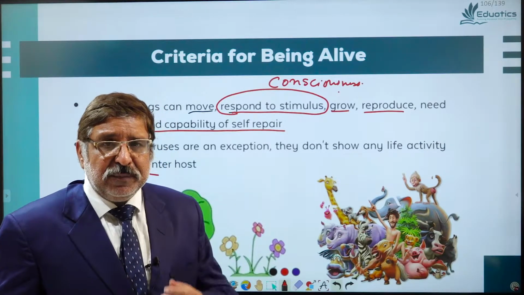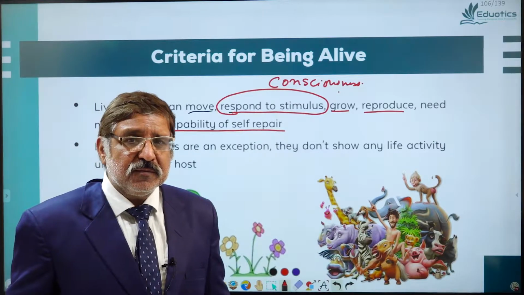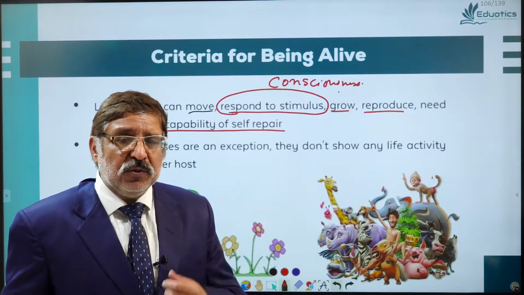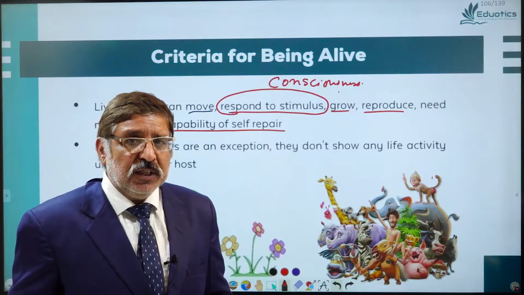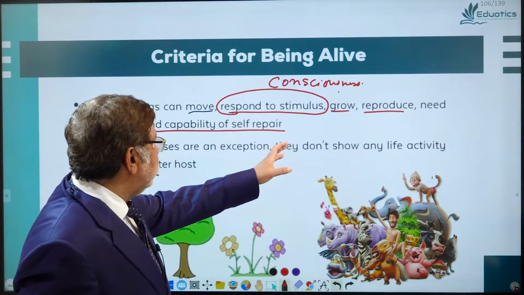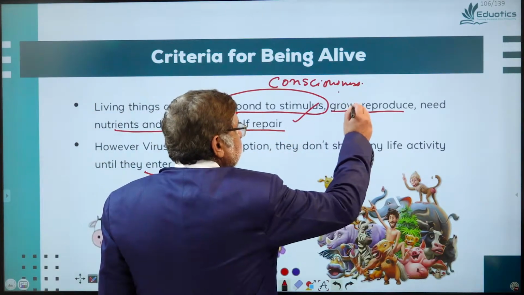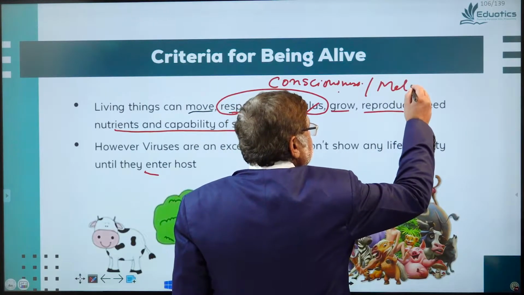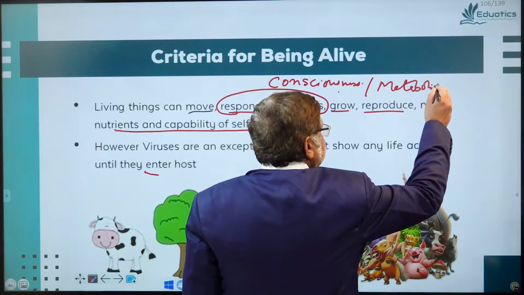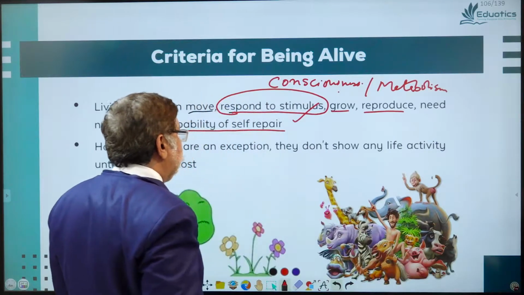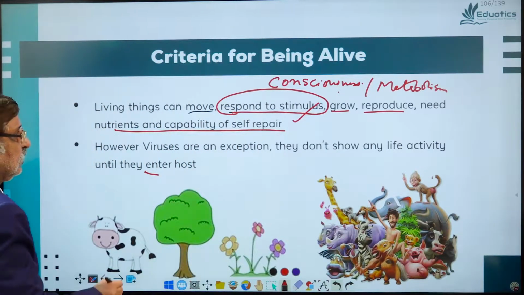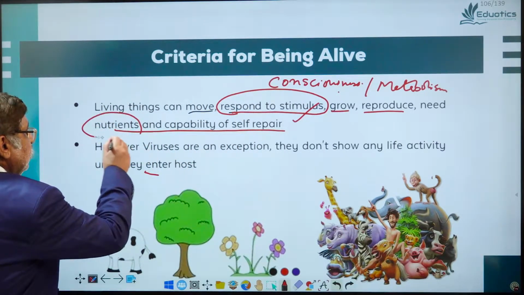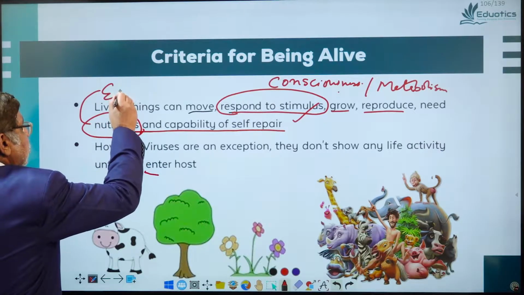All living beings don't reproduce. A mule doesn't reproduce. An infertile couple doesn't reproduce. Agreed, reproduction is a characteristic feature, but the defining feature is this plus metabolism. And to carry out all these, we need nutrients in the form of energy.